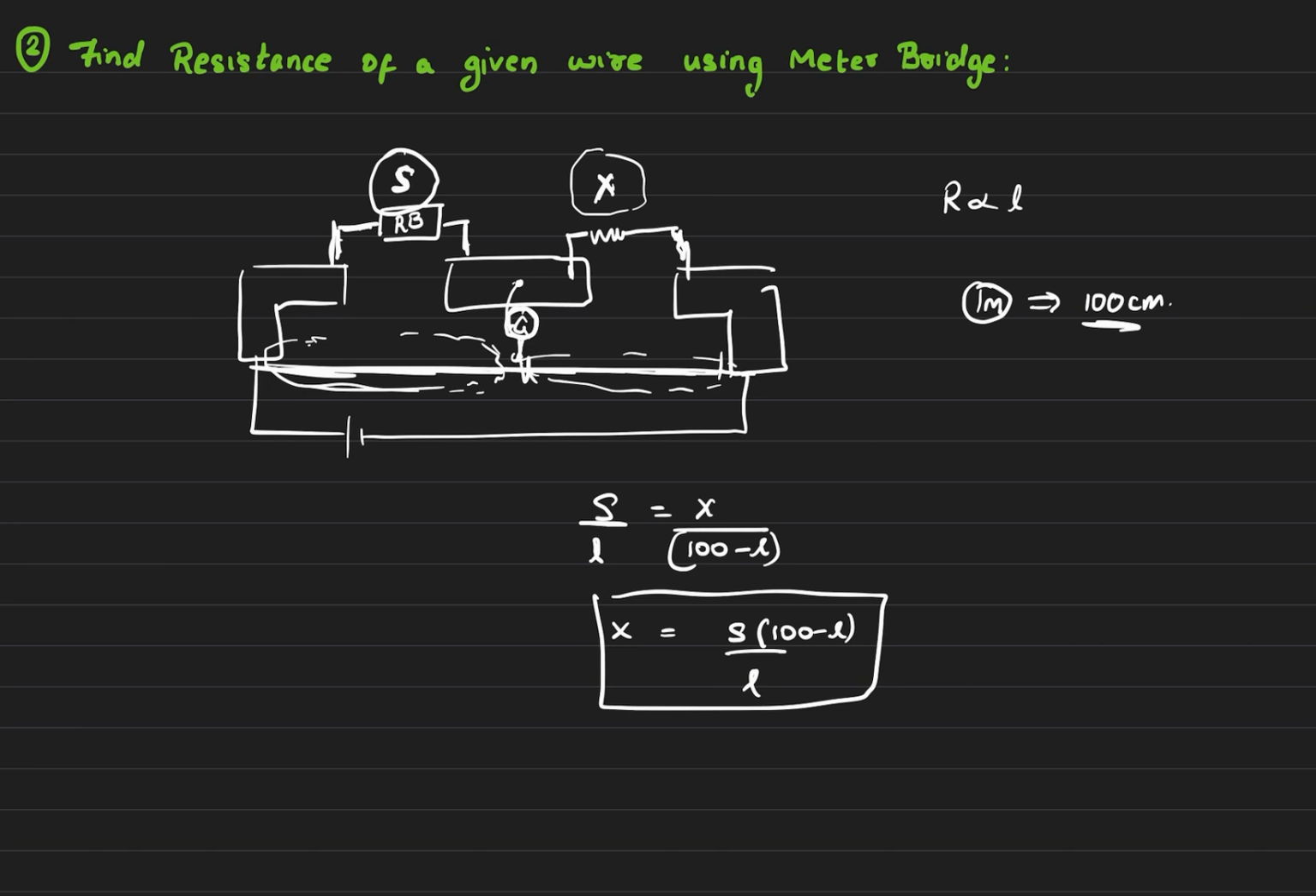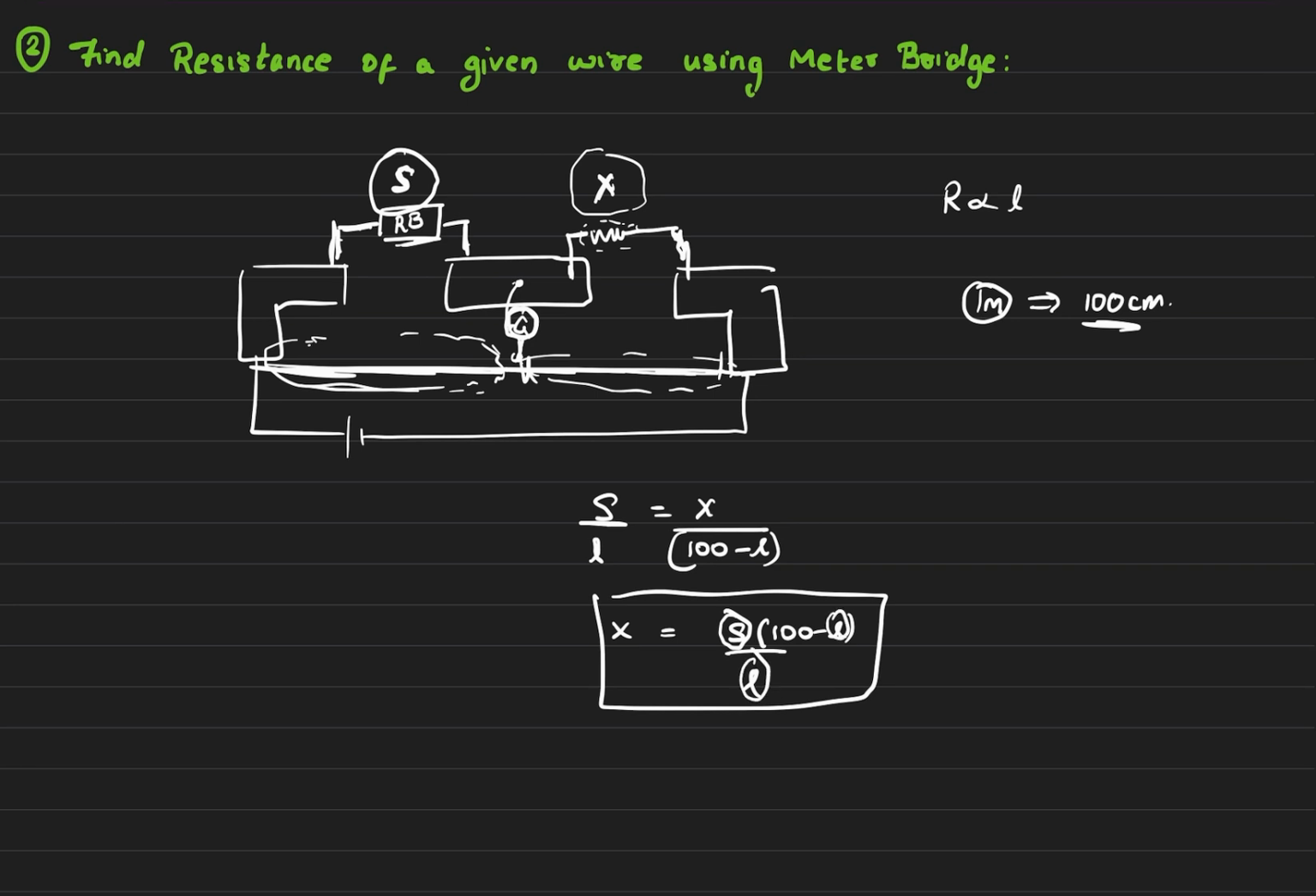So how will you do the experiment? To do the experiment, you are going to attach wires here, here, and here. Then you are going to measure different lengths. I know the value of the shunt. I'm going to take a resistance here, the value which I know, find the balancing length, and substitute that.